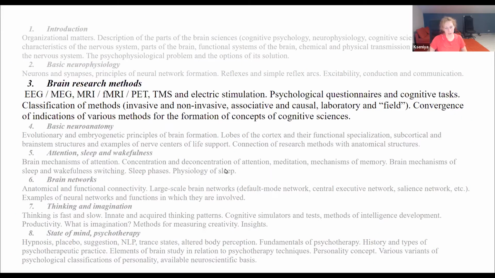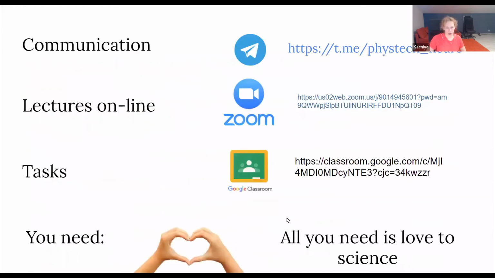And today the topic is brain research methods. So we will discuss different methods: MEG, EEG, fMRI, PET, TMS, and so on. As you remember, these are our communication channels.